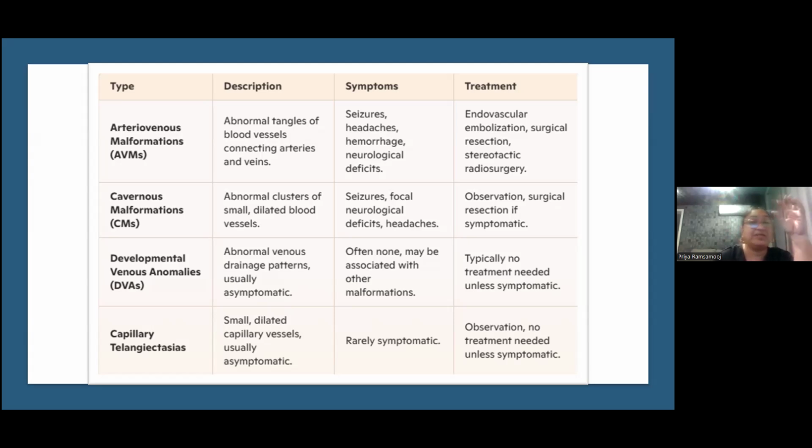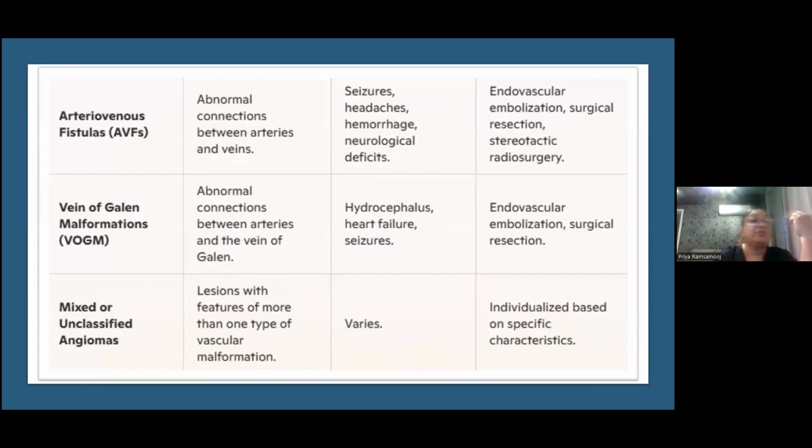CMs, we just spoke about that it's just abnormal clusters of small dilated blood vessels, meaning that it's really like a shunt. There's no brain parenchyma in the mix of all of this. And basically, we aim to observe unless the patient is significantly symptomatic, then we do surgical resection. Or DVAs, same thing, typically no treatment unless symptomatic. Capillary telangiectasias, usually asymptomatic, and these are the ones that we observe. And then we would have spoken again about our AV fistulas or vein of Galen malformations and our mixed angiomas.